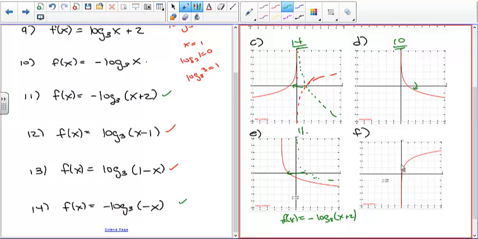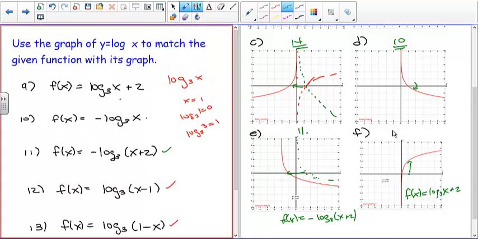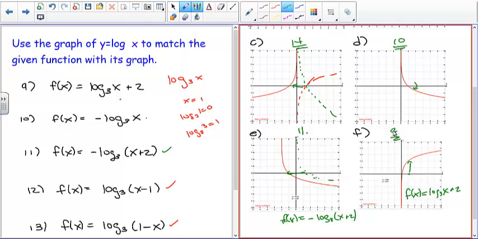So that's 11. And then this one looks like it's normal, except instead of crossing through the x-axis here, it's been shifted up 2 units. So this one should look like the normal parent function, log to the base 3 of x plus 2, which is 9. So we didn't have any repeats. I would suggest you just go back and make sure you can convince yourself that you know what I'm talking about here.